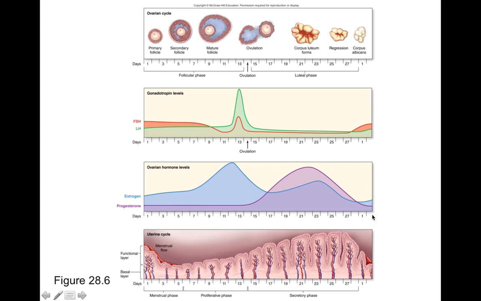So what's the effect of estrogen on the uterine lining if it's in high concentration? Yeah, it causes it to grow, right? What's the effect of progesterone on the uterine lining in high concentration? Also causes it to grow, even thicker, right? What's the effect of low progesterone and estrogen on the uterine lining? Sloughing, menses, exactly. You got it.